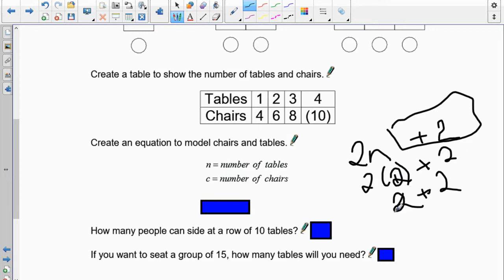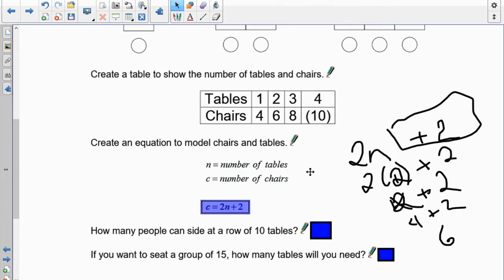If I have 2 tables, then this would be 2 times 2, and 2 times 2 is 4. And 4 plus 2 is 6. So you can see that if I had 2 tables, I have 6 chairs. So this one here, 2 times 3 is 6, plus 2 is 8. 2 times 4 is 8, plus 2 is 10. So we now know what our relationship is going to be. The number of chairs is related to twice the number of tables plus 2.